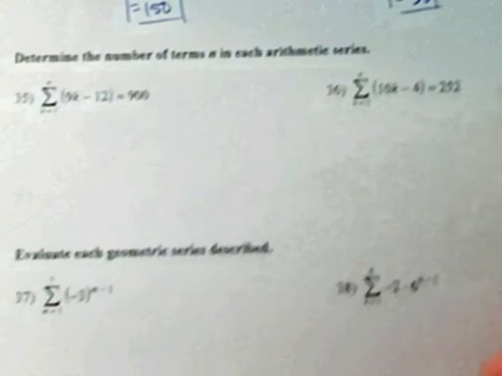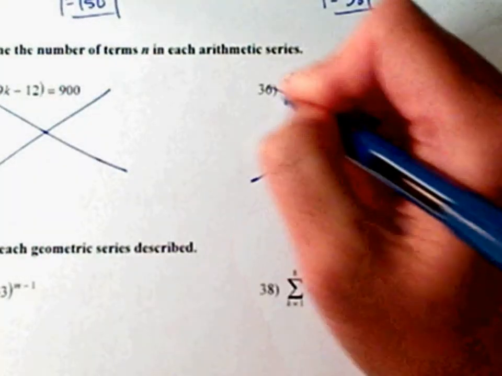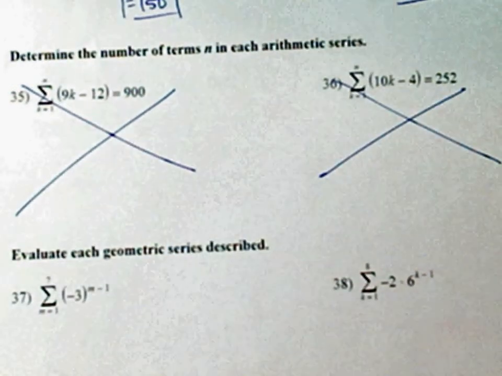We are going to remove 34 and 35. I did not give you guys homework over this, so I'm not going to test you over it. That would just not be fair.